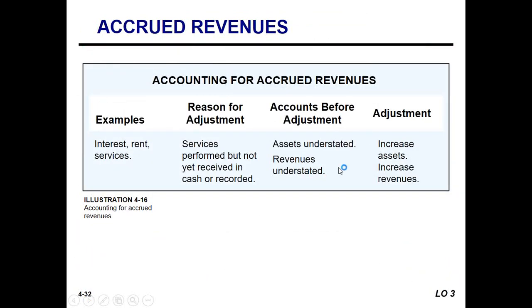If we do not do this, our assets, which includes accounts receivable, would be understated, meaning we're not showing as many assets as we truly have. Our revenues would be understated because we're not showing all the revenues that we earned. It's important that you understand these concepts of understated and overstated, because you might be asked, what would be the result of either doing this or not doing this? And understanding these concepts will be important.